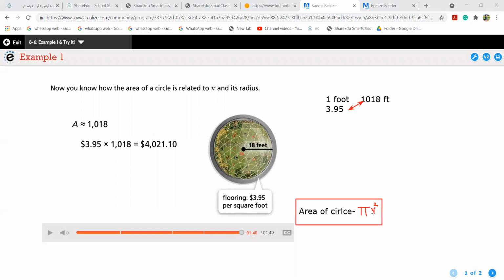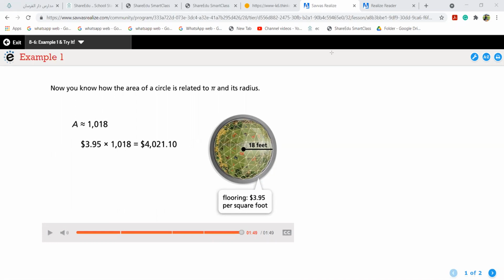Judy, what is the area? Pi r square. Yes, Dana, area of a circle. Dishan, area of a circle. What is the area of a circle? A equals? Noor? Pi r square. Pi r square.